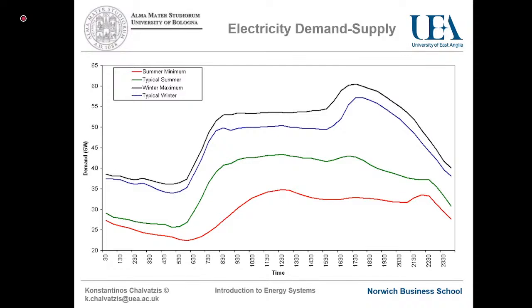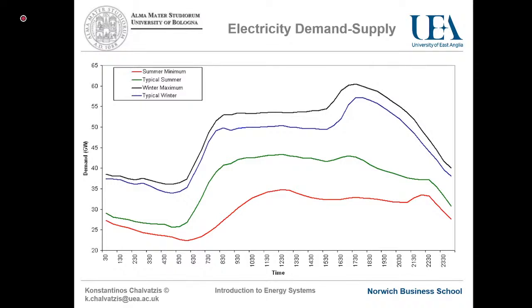Then the green line is a typical summer period. The typical summer has more demand, because summertime might have higher or lower demand depending on the day. And then you will have a typical winter and then a maximum winter. So you see that's the blue and the black lines.